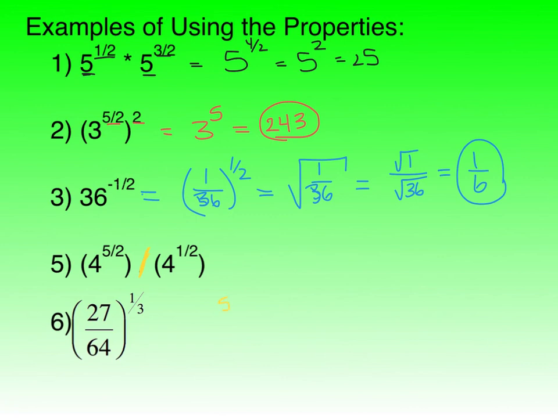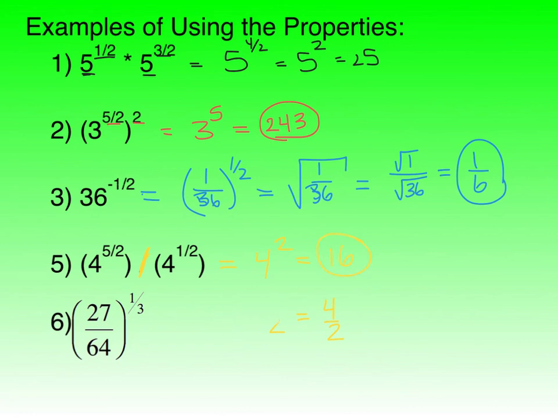On 5, now we are dividing, so we subtract our exponents. So if I subtract, it'd be 5/2 minus 1/2, which would then be 4/2. I made this easy for you. So then that's going to become 4 to the 2nd power, which is then just 16.